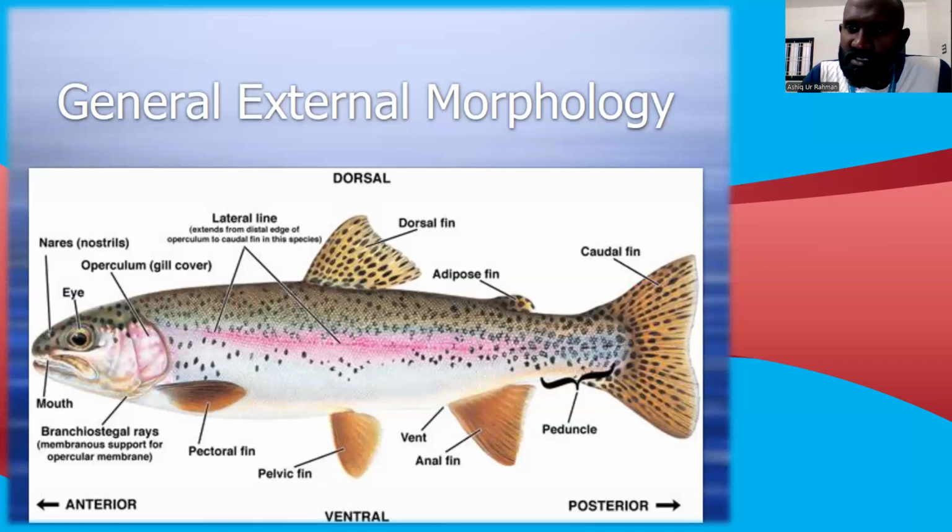Right. In this case, some of the fish species, instead of a second dorsal fin, have a small extended structure which looks like a fin, but it is not actually a fin. It is called the adipose fin. Adipose fin. Why are we calling it that?